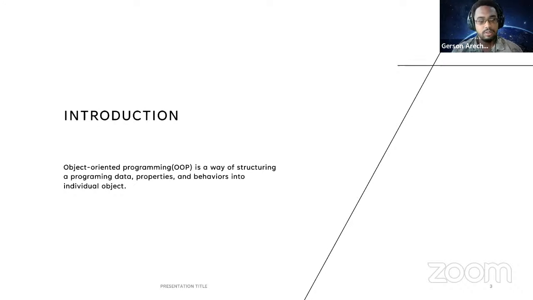So, introduction. Object-oriented programming, or OOP, is a way of structuring your programming data, properties, and behavior into individual objects. It's a programming paradigm. Let's say we want to build a project that contains certain characteristics, like a banking system, and you want to use some specific code multiple times. If you try to do it individually, it can get repetitive. Where object-oriented programming comes in is where you put all that code into a single unit.